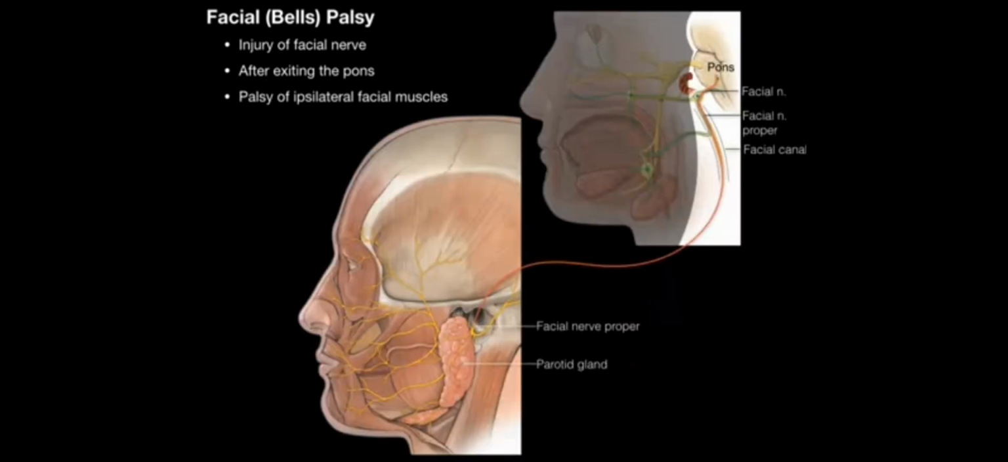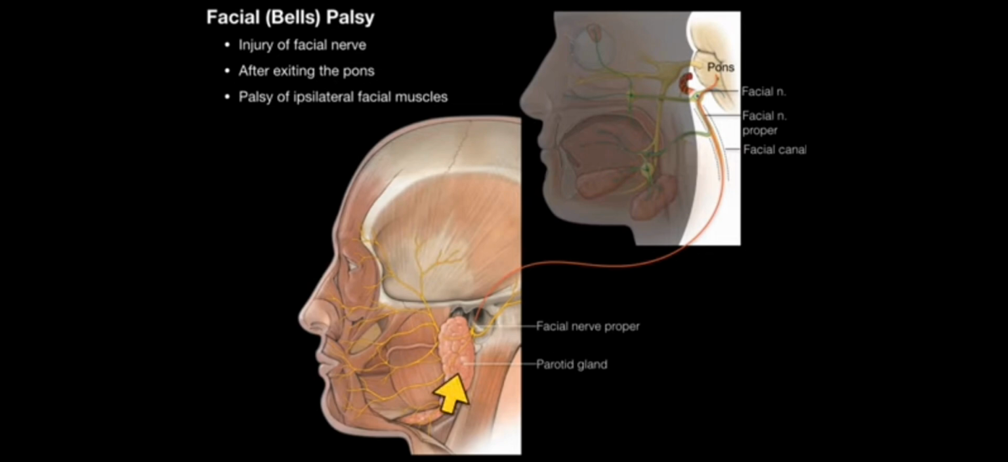Now, facial palsy, known as Bell's palsy, is injury of the facial nerve after it exits the pons, and it creates a palsy or paralysis of ipsilateral facial muscles. What does this mean? Well, this can occur basically at the facial motor nucleus, but it could occur right as the facial nerve exits the pons and goes into the internal acoustic meatus. That may occur in acoustic neuroma, or as the facial nerve proper descends through the facial canal, which would be something like inflammation in there.